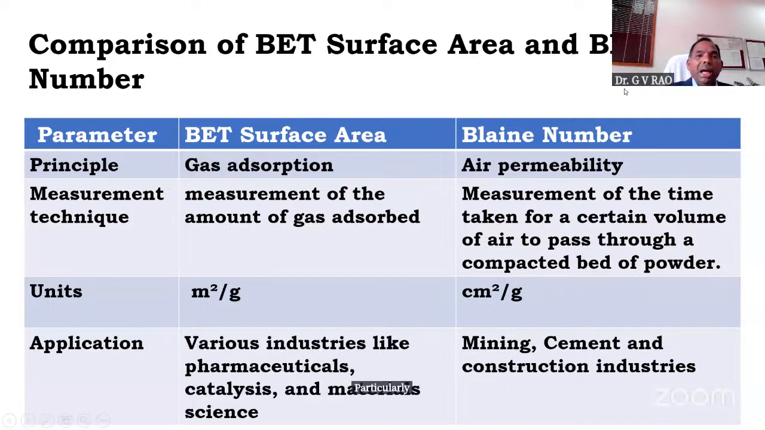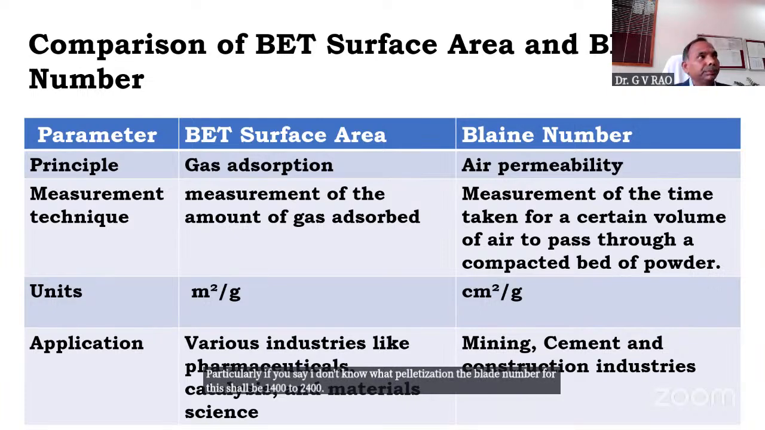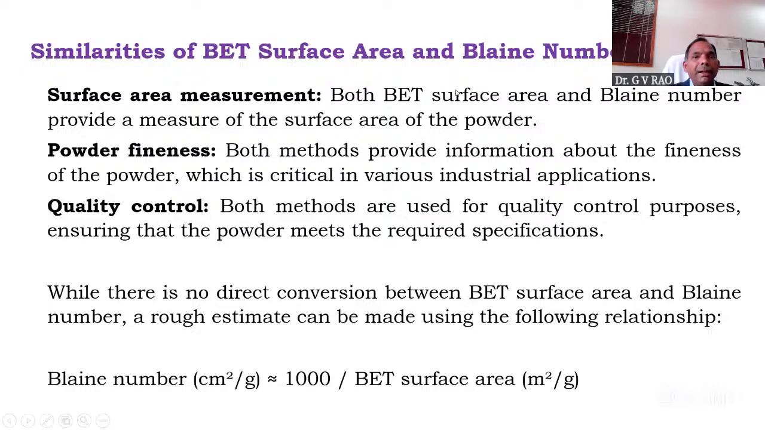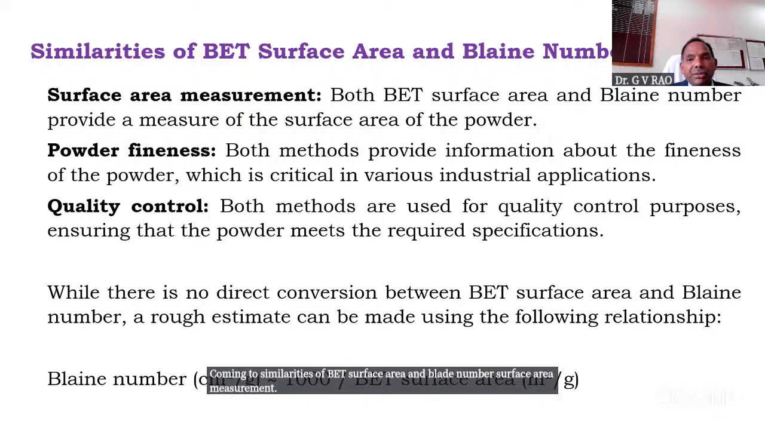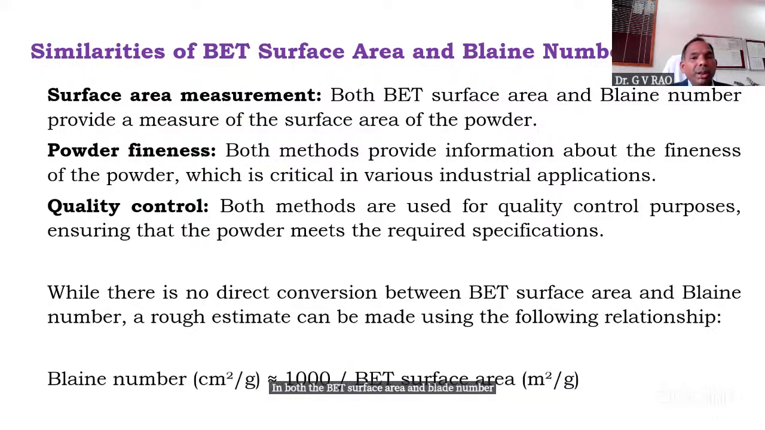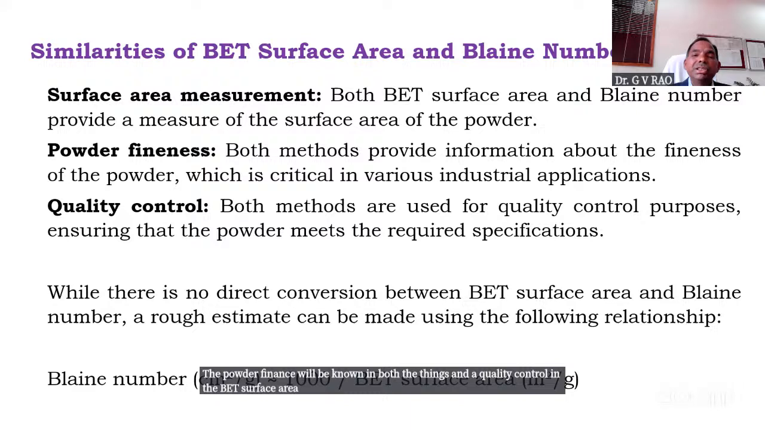Particularly for iron ore pelletization, the Blaine number shall be 1400 to 2400. Coming to the similarities of BET surface area and Blaine number, both provide the surface area of the powder. The powder fineness will be known in both, and quality control can be easily done, and based on that, the product we are going to get can be specified.